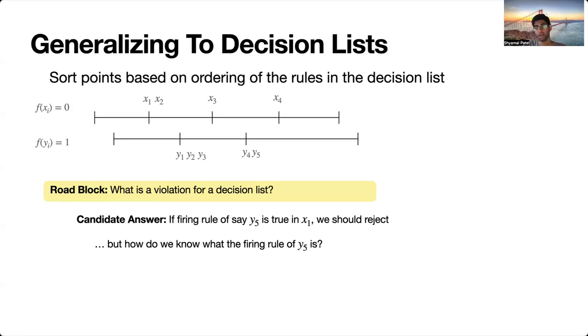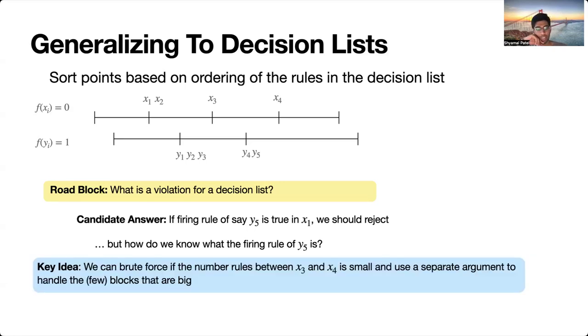We somehow would need to figure it out. And it turns out that the key idea is that we can brute force to find the firing rule of y5, roughly in time proportional to the number of rules between x3 and x4. And so if there are not a lot of rules between x3 and x4, we're relatively happy. But if there are many rules, we could be in trouble. And in general, there could be many rules between two elements of the bucket.